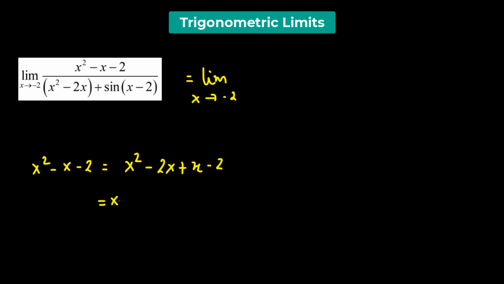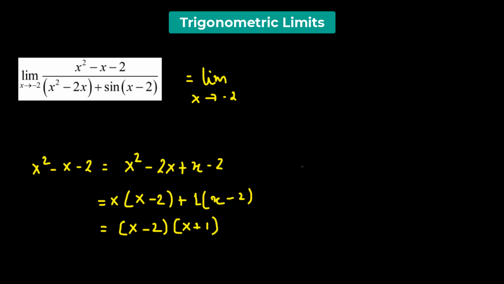So we can take x as the common factor from the first two terms. So we're left with x minus 2. Plus taking 1 as the common factor from the last two terms. So we'll have 1 multiplied to x minus 2. Then that would leave us with x minus 2 times x plus 1. And we also have an x squared minus 2x in the denominator. So if we take x as the common factor, we'll be left with x minus 2. So let us substitute this value into our given function.